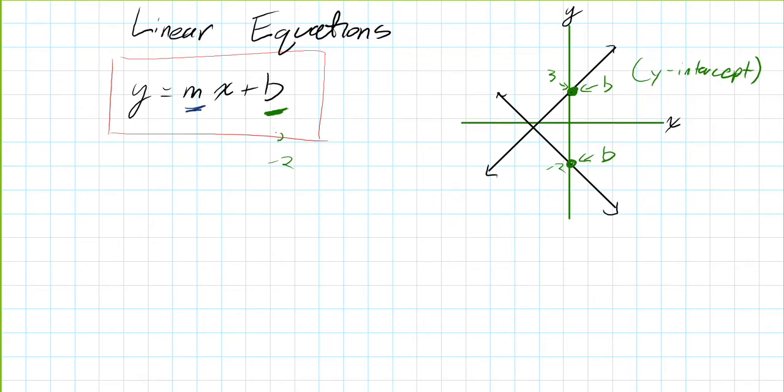There's actually different versions of linear equations. I don't know if they've shown you too many of them. This one's called slope y-intercept. There's also point form, point slope form. We'll just focus on this one right now, okay?